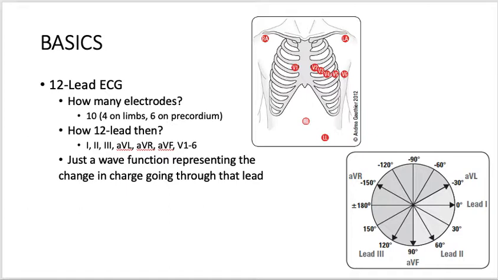If you look at the figure in the bottom right, you can see the circle with all the leads labeled around it. You have aVL, lead 1, lead 2, etc. The point on the circle where the lead name is, that is the positive end of that lead or the positive end of the vector. So if there is an increase in electrical activity in that direction, i.e. along that lead, then you will see an increase in the positive value or the line on the ECG.